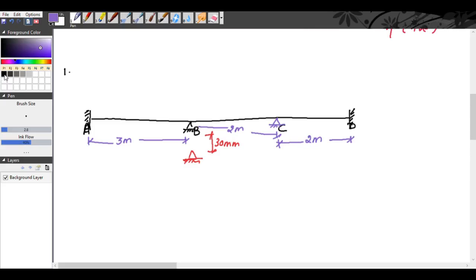The other things given in the problem are the values for E and I. E is given as 2 into 10 raised to 5 Newton per mm square and the value of I is given as 3 into 10 raised to 6 mm raised to 4. And this I is constant everywhere. Now for this problem, how will we solve this problem using moment distribution method? See, there is no external load but there is a sinking of supports. So as usual, our first step is step 1.